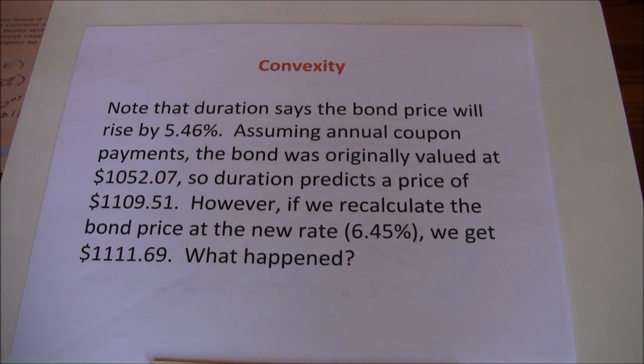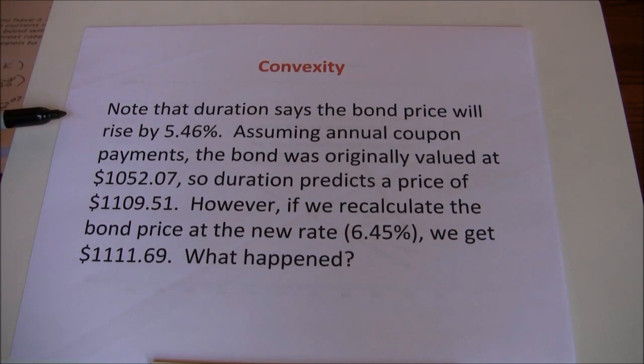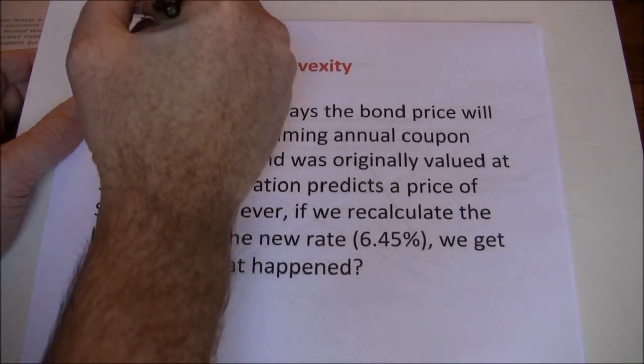Note that duration says the bond price will rise by 5.46%. That's just what we did. Assuming annual coupon payments, that bond was originally valued at $1,052.07. We showed how that calculation was done. So duration predicted that the new bond price, when interest rates drop by 80 basis points, would be $1,109.51.